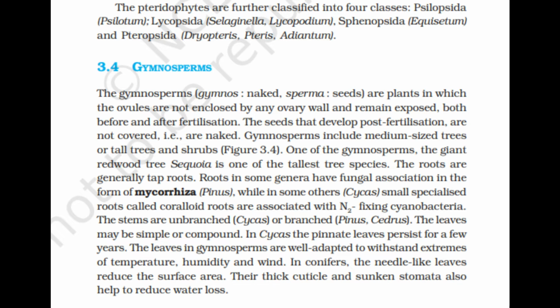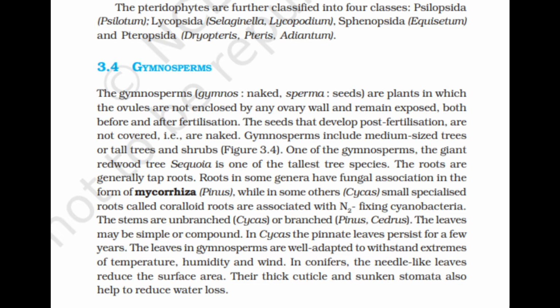Gymnosperms. The gymnosperms, that is naked seeds, are plants in which the ovules are not enclosed by any ovary wall and remain exposed both before and after fertilization. The seeds that develop post-fertilization are not covered, that is, are naked. Gymnosperms include medium-sized trees or tall trees and shrubs. One of the gymnosperms, the giant redwood tree, Sequoia, is one of the tallest tree species.